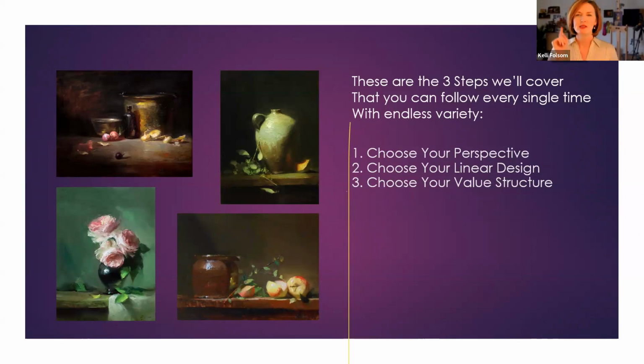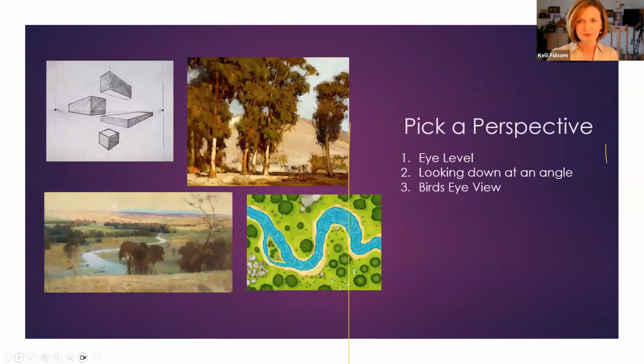Okay, 3 steps. Number 1, we're going to be talking about perspective in still life. That's the number 1 thing to think about and often gets overlooked. Number 2, choose your, what I call, linear design. You can call this your composition, essentially, and we're going to go over that. Number 3 is your value structure. So these are the 3 most important key ingredients, and we're going to break down each of these into further detail for you.